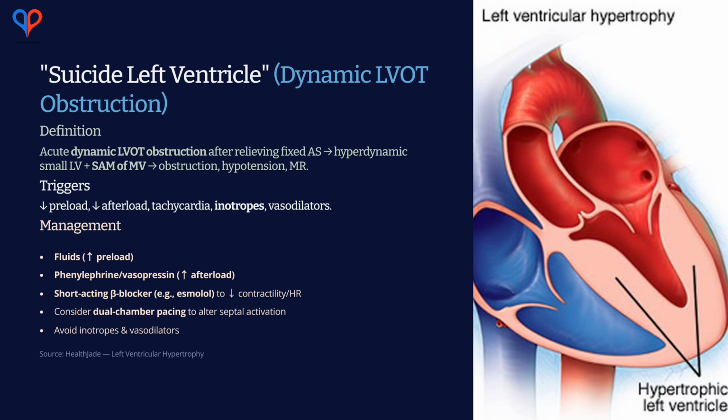Fill the ventricle with fluids, raise afterload with phenylephrine or vasopressin, and use a short-acting beta blocker like esmolol to reduce contractility and heart rate. Avoid inotropes and vasodilators here. They steepen the left ventricular outflow tract gradient. If needed, dual-chamber pacing can alter septal activation and reduce obstruction.